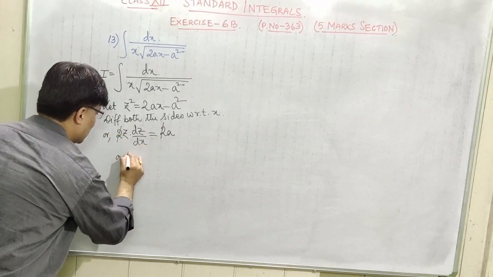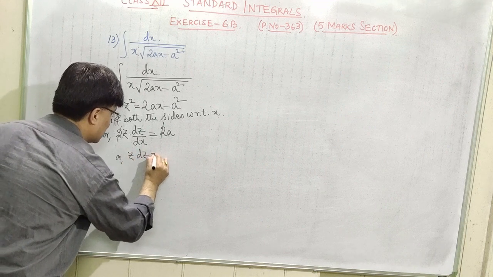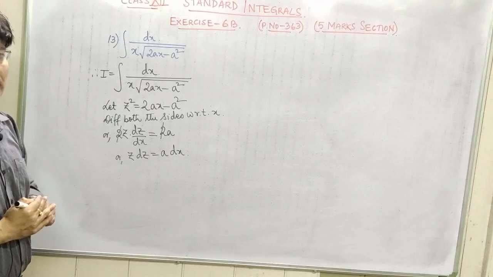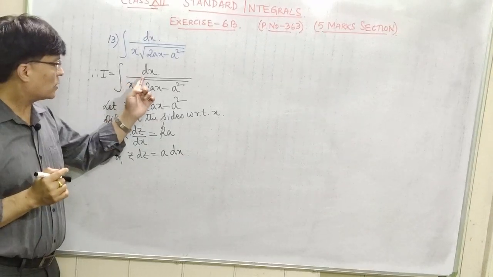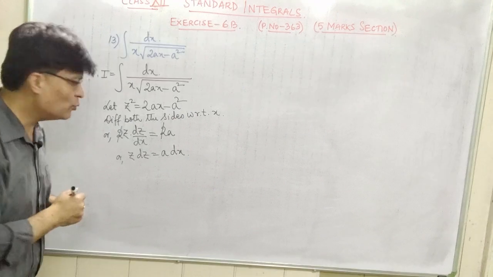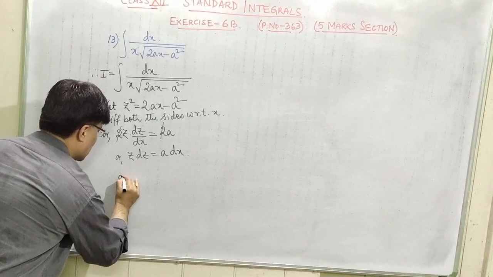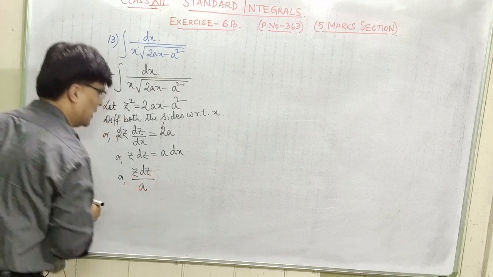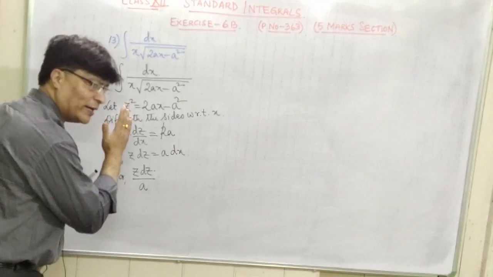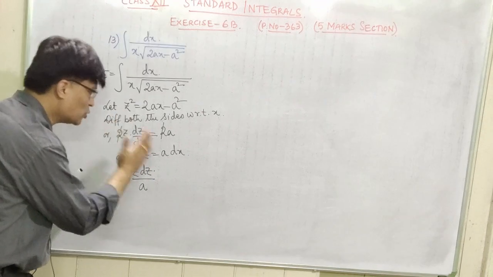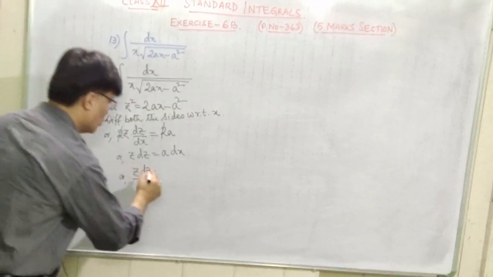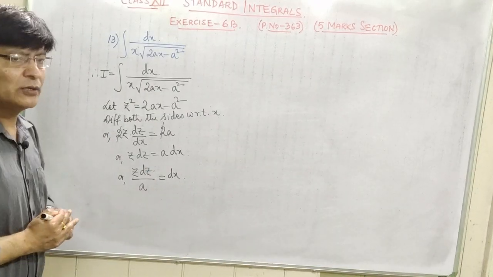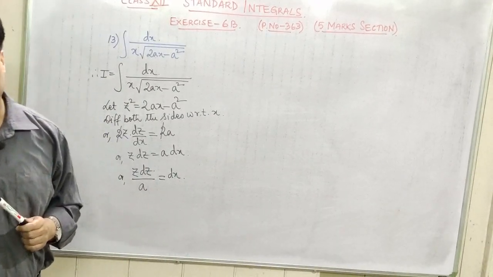Now cross multiply, so z dz is equal to a dx. Is that clear now? So now let us get the value for dx, which is in the numerator. What is the value for dx? So a is taken to the left hand side, so z dz divided by a. When a goes to the left hand side, you should write it in the denominator. This is your dx. Is it clear now? So this is the value for dx, right?